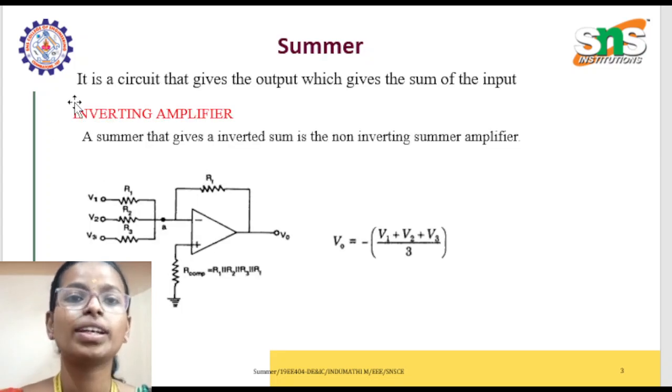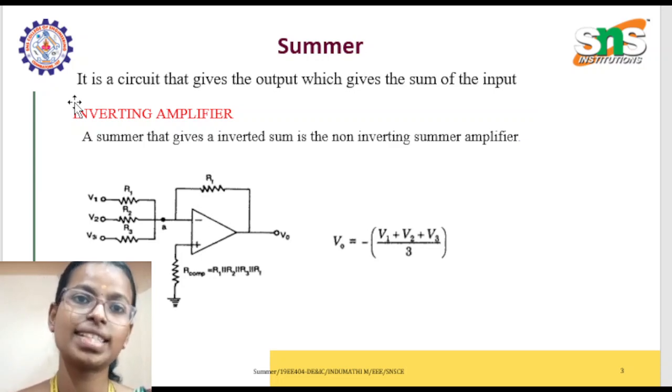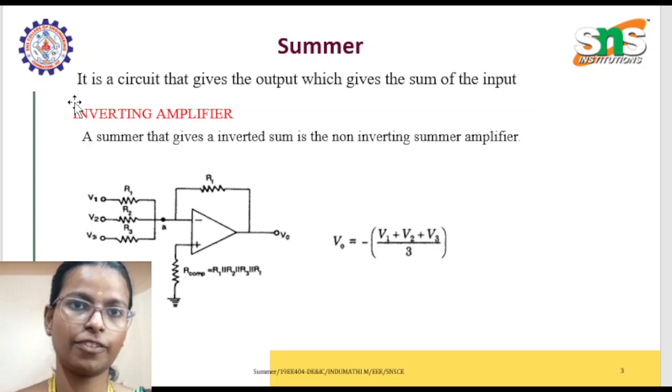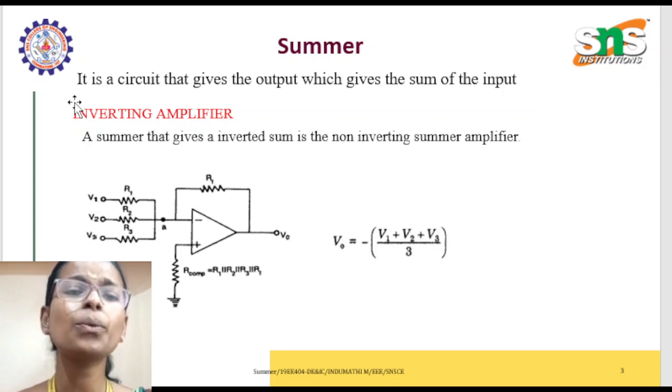So the summer is a circuit whose output is the sum of the inputs. We sum the inputs which are given and deliver the result to the output. Here we'll see the inverting and non-inverting amplifier. So what is inverting here?